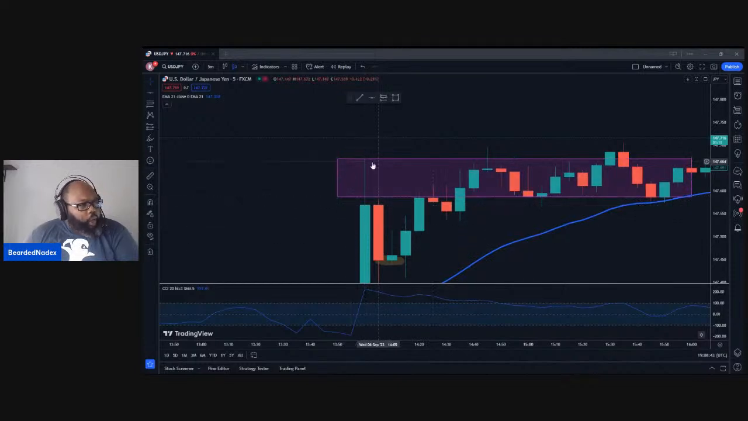So the market goes up. This is the response candle to this movement. It's not engulfing. It stops here. We get a lower hammer, but it opens and closes at the same point.